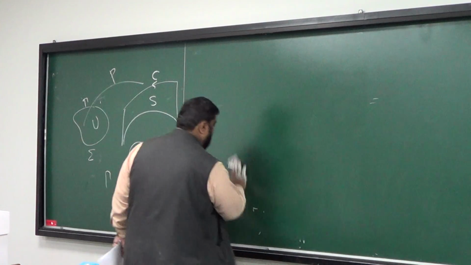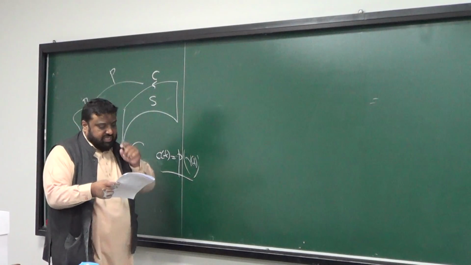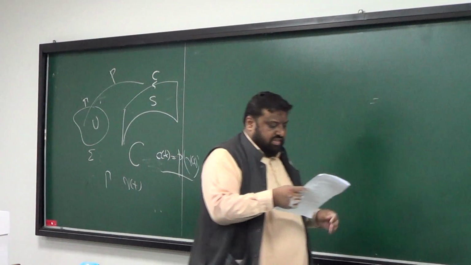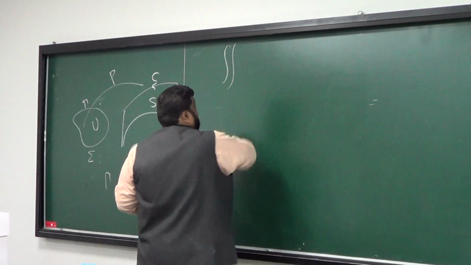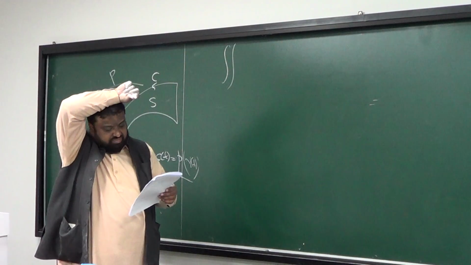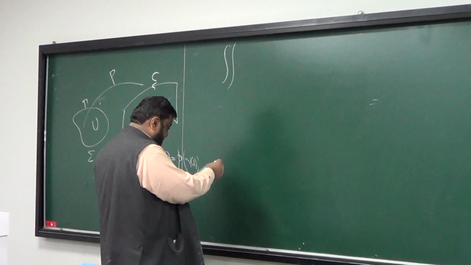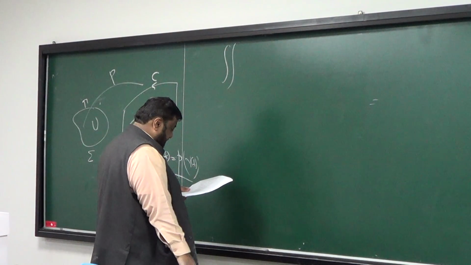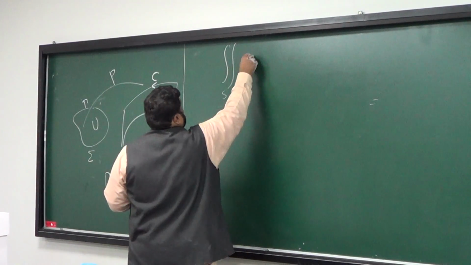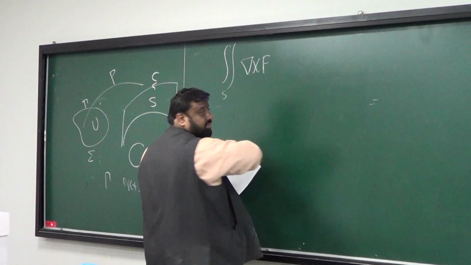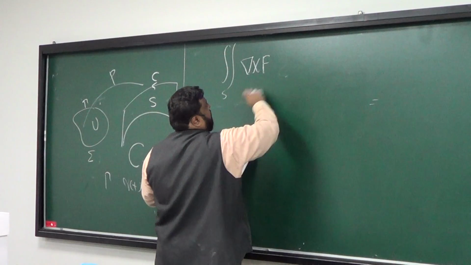Note it down, and if not, you can open your book and keep the proof in front of you. But there are some things that are missing actually. So now I have something that is interesting. I have this del cross F dotted with the normal, the integral of del cross F over S actually.